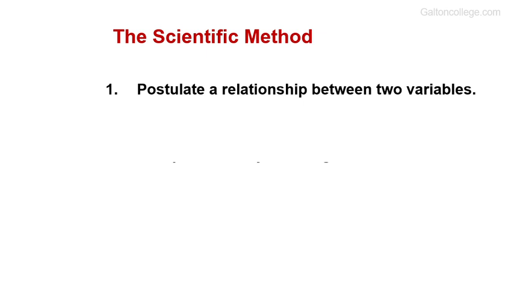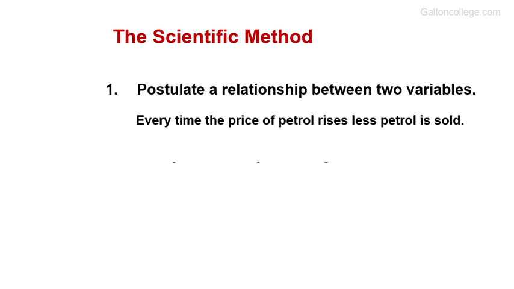Now, we have to establish whether it's connected or not, but we start by saying there is a relationship between the price of petrol and the amount of petrol sold, between the price of bread and the amount of bread sold, between the amount that people get paid for work and the number of people who want to have work. There's a relationship, so we need to determine it. Take an example. Every time the price of petrol rises, less petrol is sold. Now that's just an ordinary English expression. It just says, as the price of petrol rises, less petrol is sold.